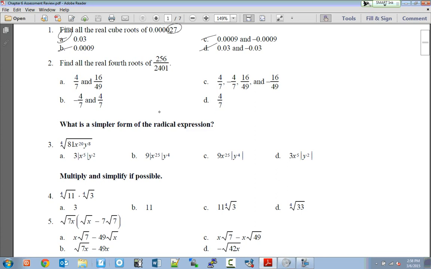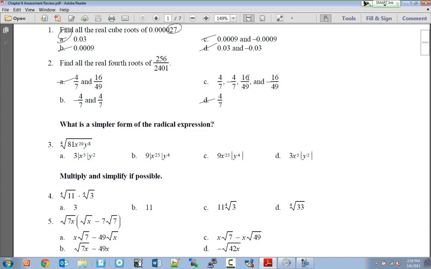Number 2, find all the real fourth roots of this number. Well, now since we're finding fourth roots, we are going to have positive and negative numbers, because anytime you raise a negative number to an even-powered exponent, you always come out with a positive number. So we know we're going to have plus and minus. Well, this doesn't have any minus, so we can cross this out. This doesn't have any minus, so we can cross it out. Now we're down to B and C.